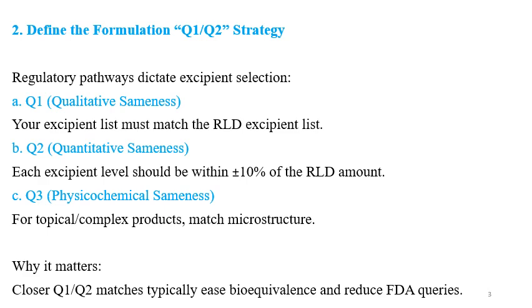So if you have closer Q1, Q2, then there are higher chances that your bioequivalence will pass, your manufacturing process will be easy, you will have stability, and it will also reduce the justifications for the FDA queries or regulatory authority queries.